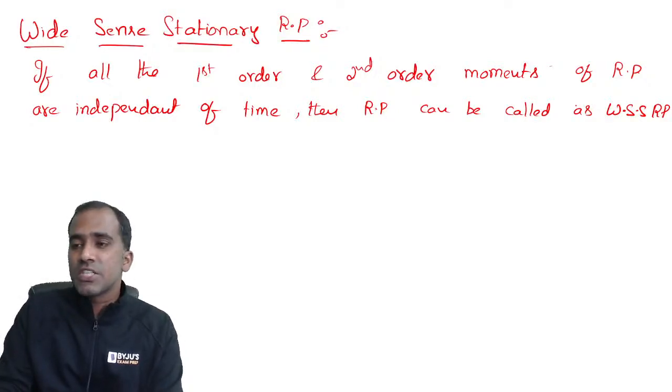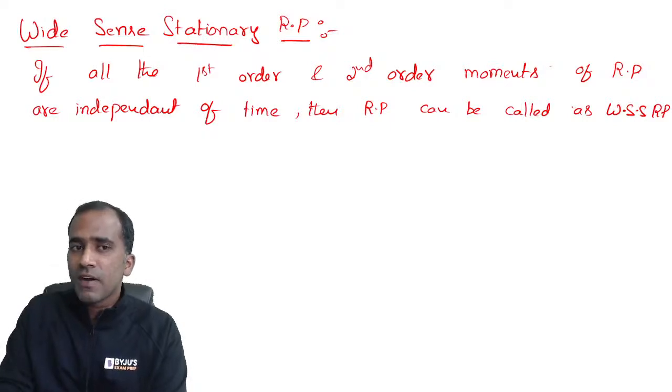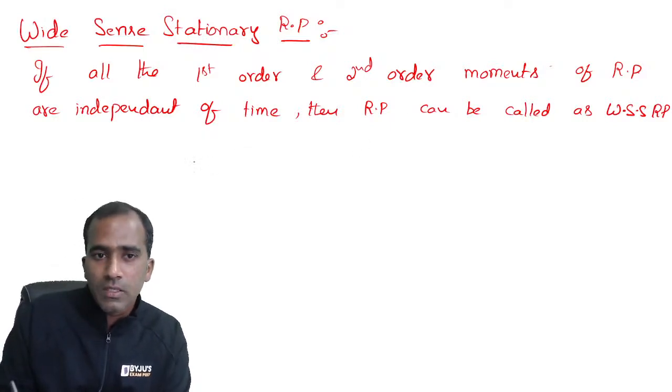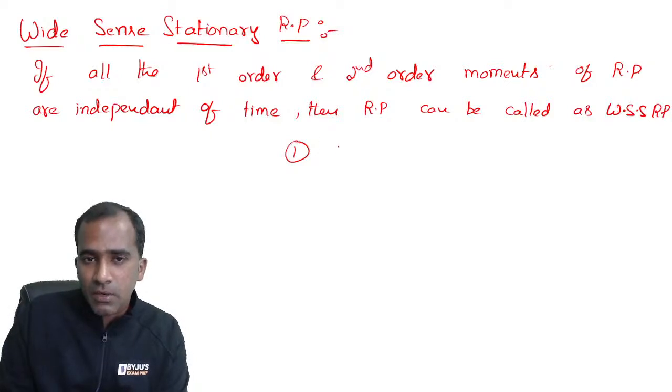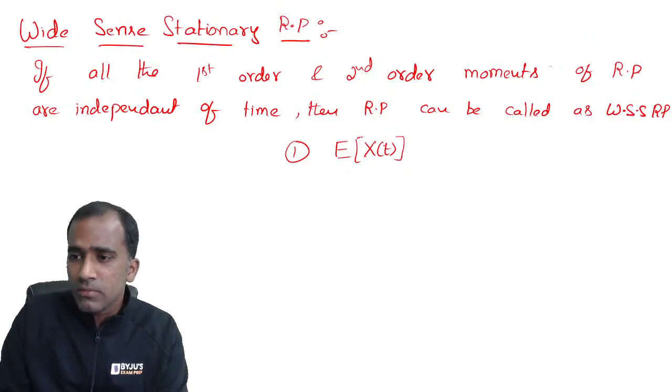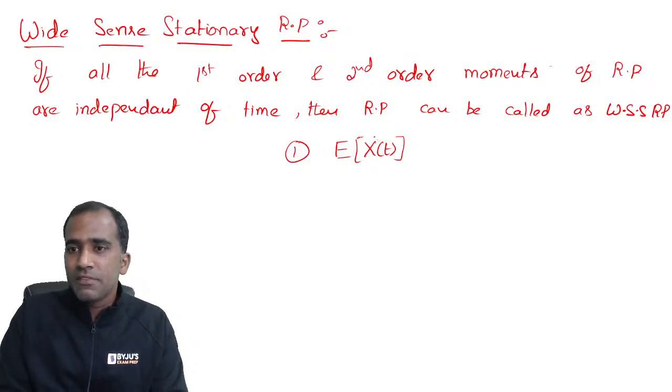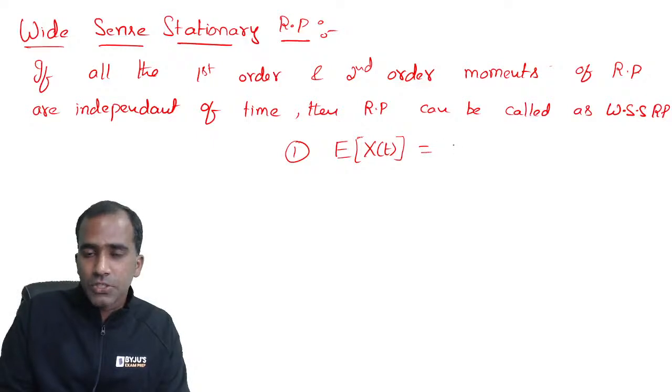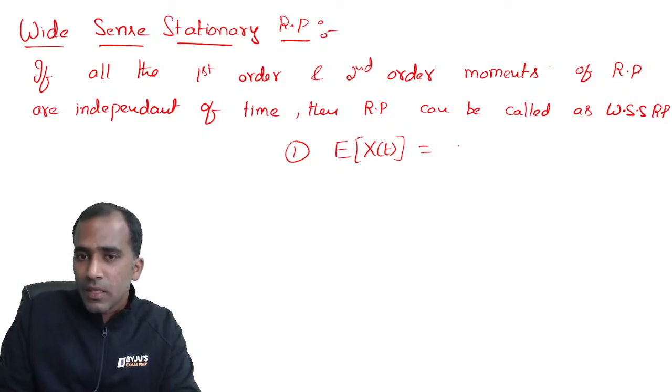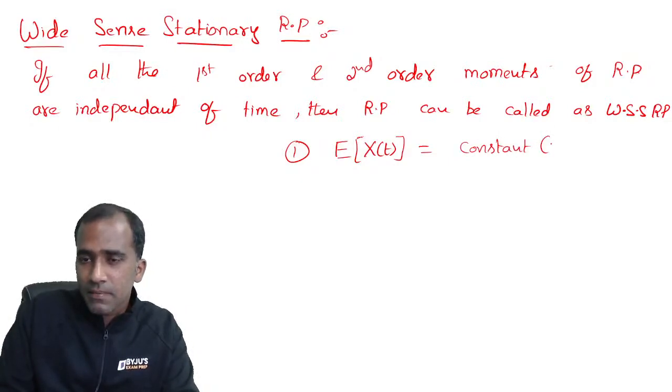So the condition for wide sense stationarity is all the first order moments and second order moments of random process should be independent of time. So let me write those conditions here. The first thing that should be exhibited by wide sense stationary random process is, if you apply the first order moment for any random process x of t, I am taking the notation for random process as x of t. If it is discrete random process, you can take it as x of n also, no problem. Whatever we analyze for continuous random process, same thing will be valid for discrete also. This should be independent of time, which means it should be a constant. Constant or independent of time.